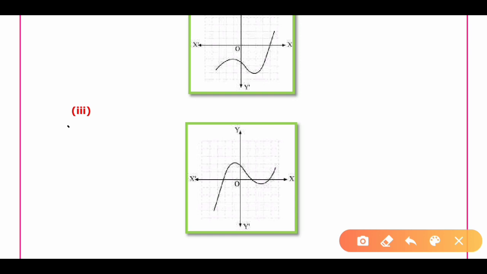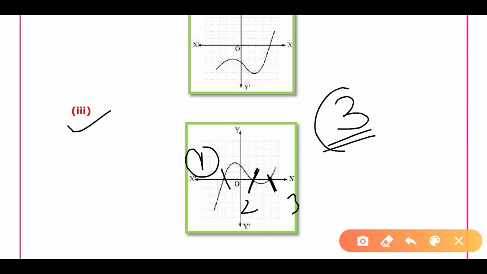Now next, the third one. In this graph we notice that this is cutting the x-axis at this point, first point, and this one is second point, and this one is third point. So number of solutions will be equal to 3. Okay, because graph is cutting x-axis at 3 different points, so number of solutions, or we can say number of zeros for this graph will be 3.